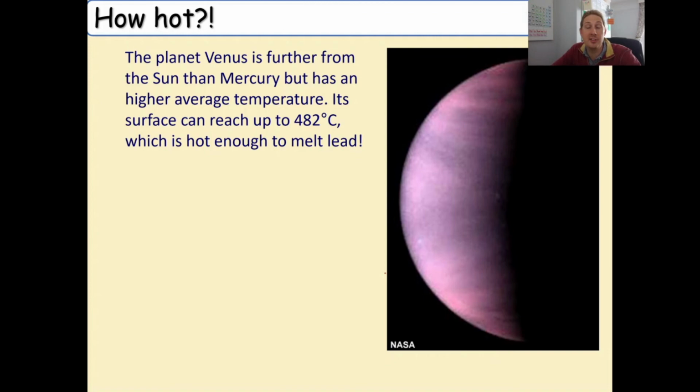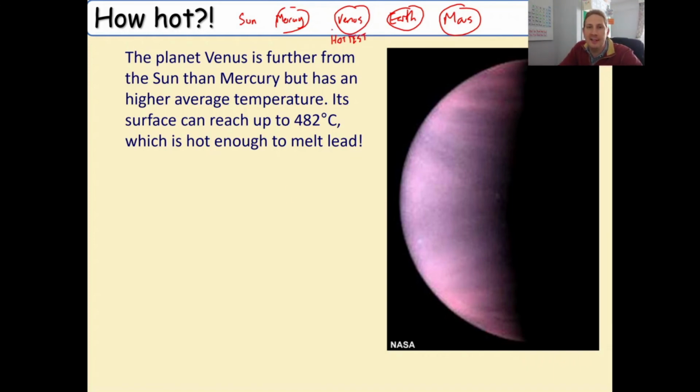So I said that the greenhouse effect wasn't just on planet Earth. Well, the planet Venus is further from the Sun than Mercury. So you've got the Sun, then you've got Mercury, then you've got Venus, then you've got Earth, then you've got Mars. So you would expect Mercury to be the hottest planet, but actually Venus is the hottest planet.